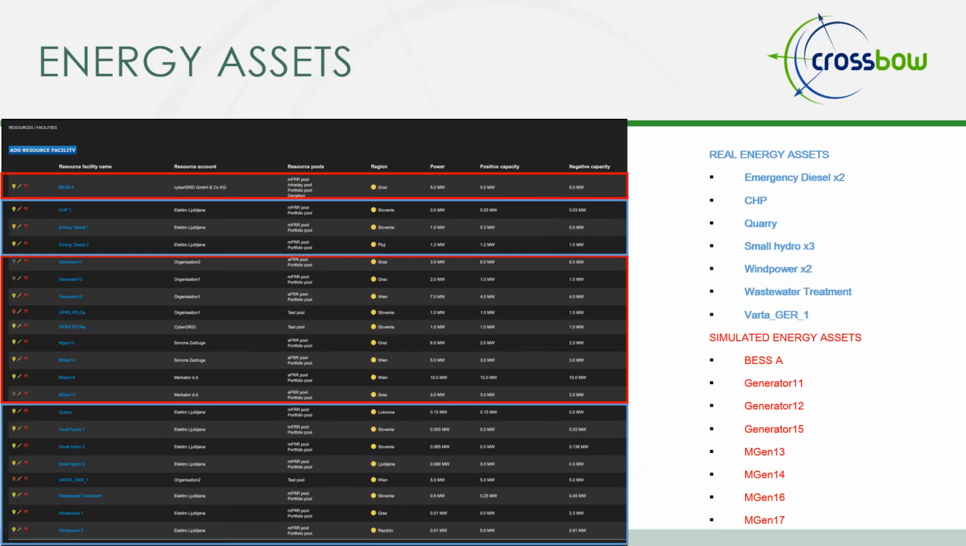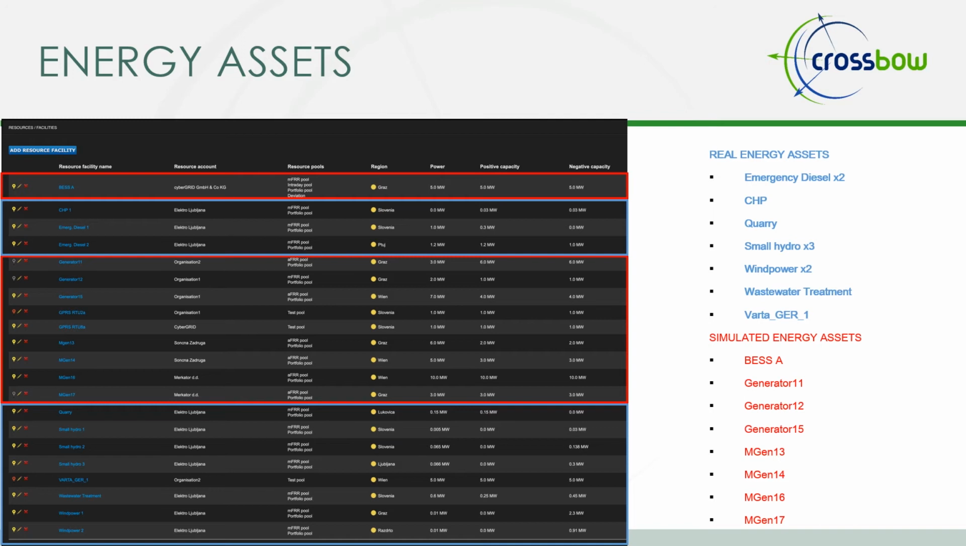While running numerous CFP use cases during the CROSSBOW project, significant lists of energy assets were used, which you can see in this screenshot of the CFP tool. Some of the energy assets were simulated while others were real. Some of the real energy assets included things like CHP, small hydro, and wind power, while simulated energy assets included battery energy storage, generation units, and commercial and industrial units.